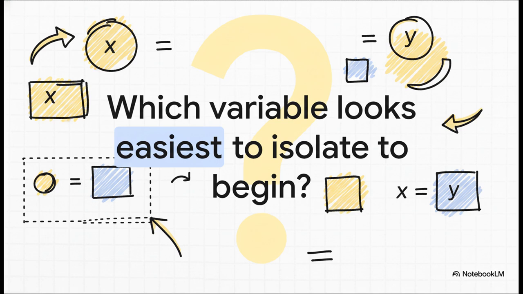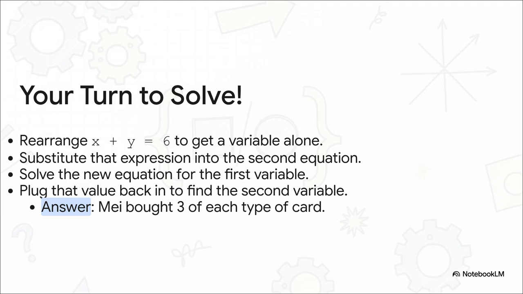I mean, look at that second equation. Isolating x or y would involve division and probably fractions. Ugh. But that first equation, x plus y equals 6, getting either x or y alone is super easy. That's definitely the way to go. So let's do it. We'll take that first equation and rewrite it as y equals 6 minus x.